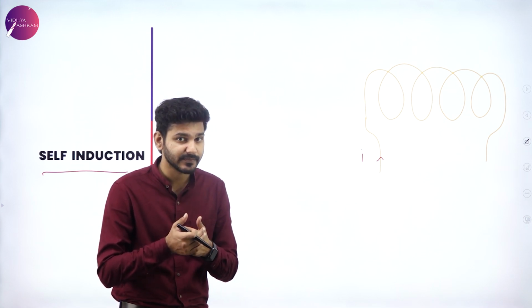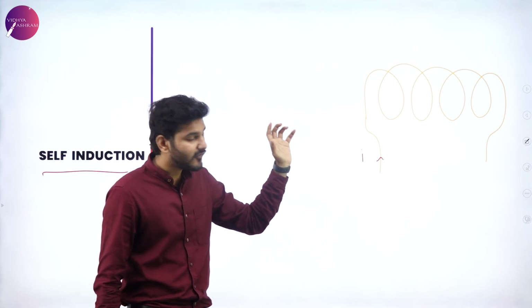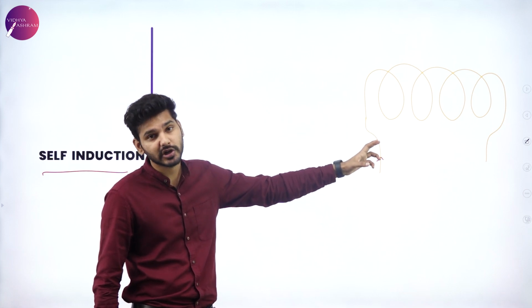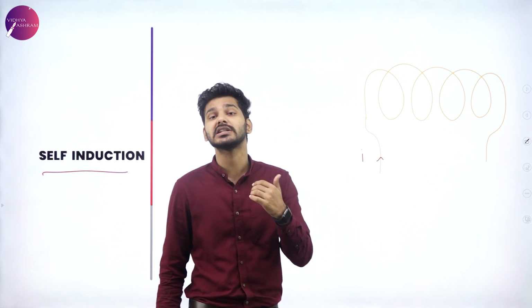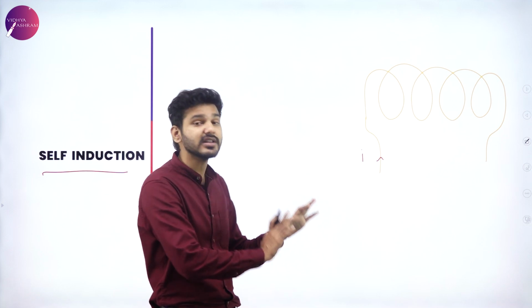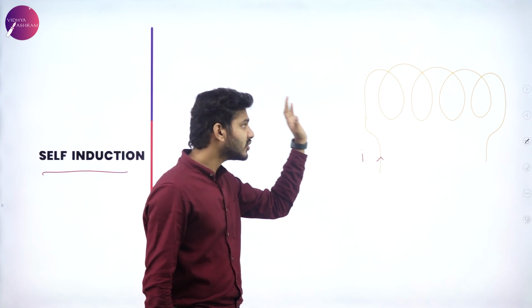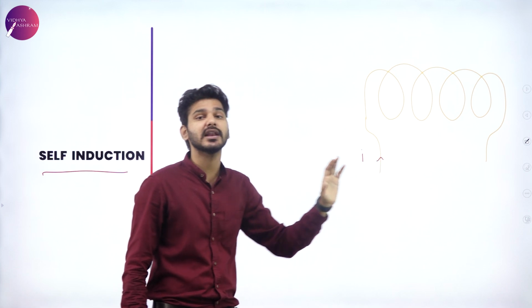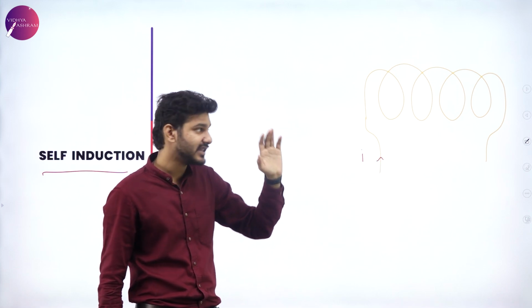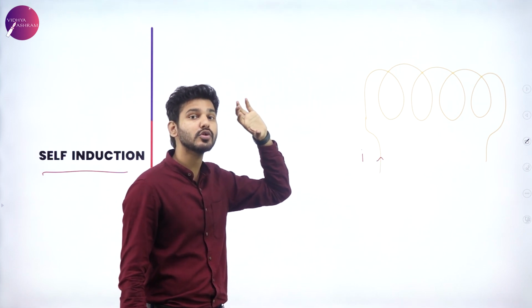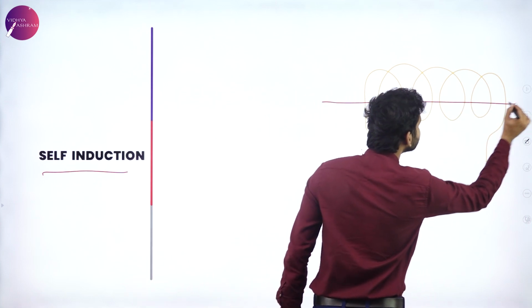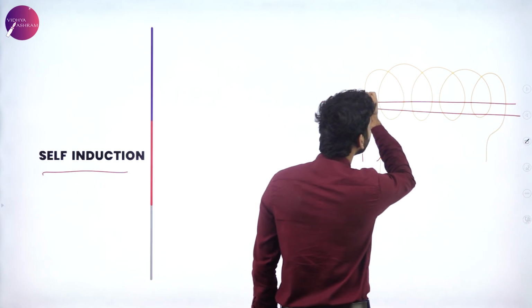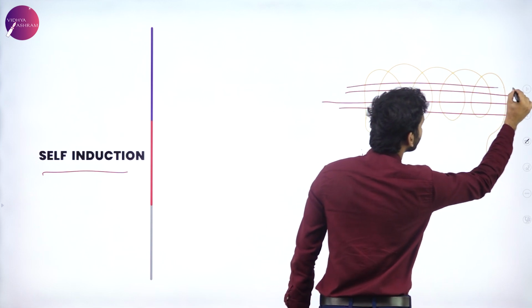Why does this happen? So we know that when current is passing through this particular solenoid, there are obviously electric field lines and magnetic field lines. We'll be just focusing on the magnetic field lines for now. So there will be magnetic field lines around this solenoid. Let's say it will be more concentrated in the center region. That is, there will be magnetic field lines passing through the bulk of this solenoid.